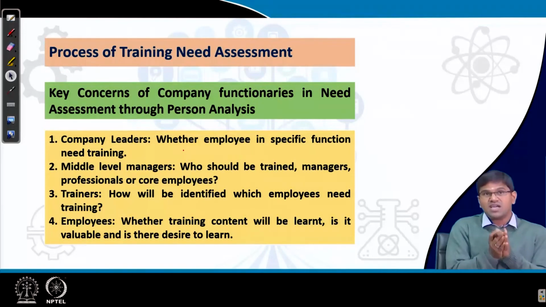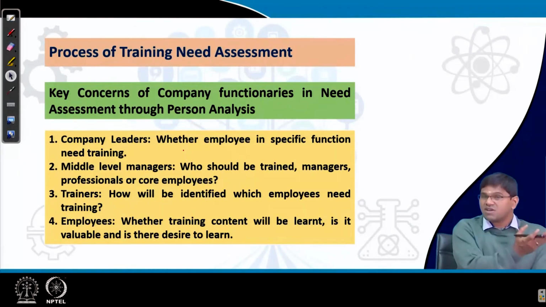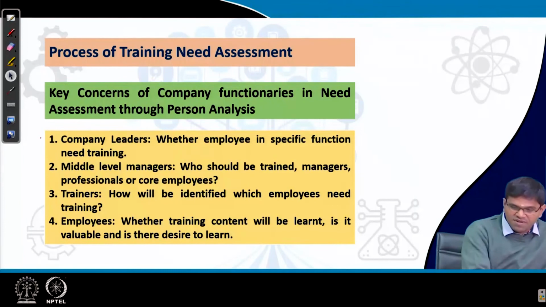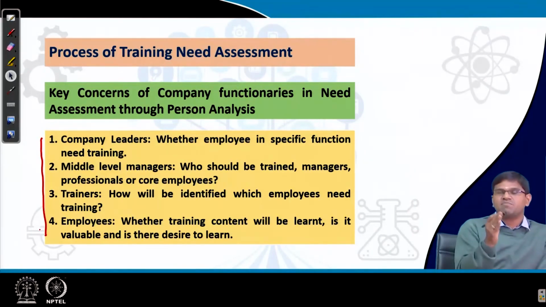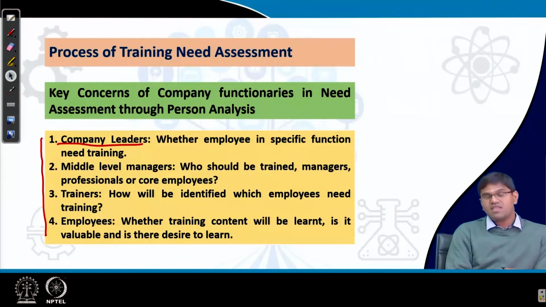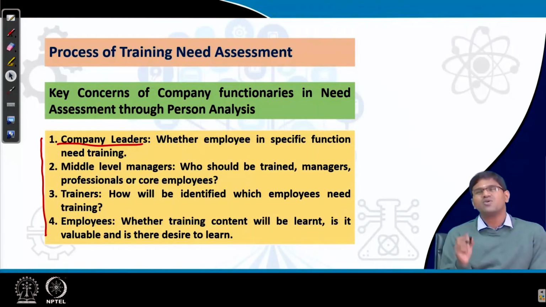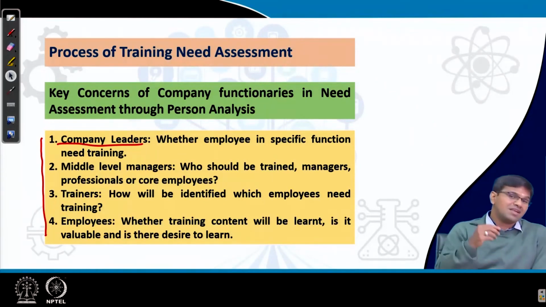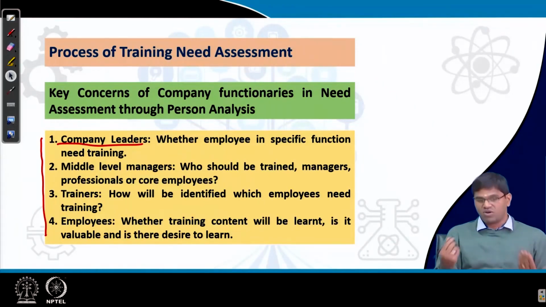And now if you look at the key concerns of the company function, as we discussed for an organization analysis, what type of concerns come from different people at different organization levels. Let's say company leaders, management leads, bosses: whether employees in a specific function need training. They will have to determine whether the employees in specific job roles require training. Are they really a critical resource for my organization?